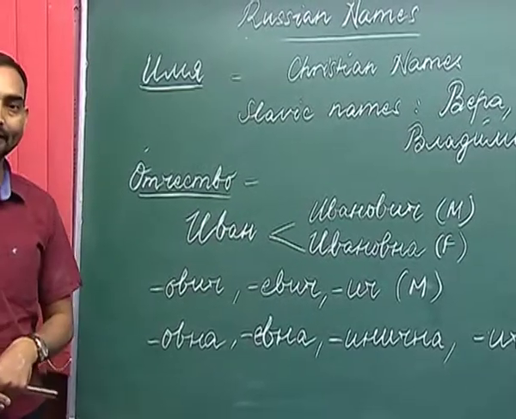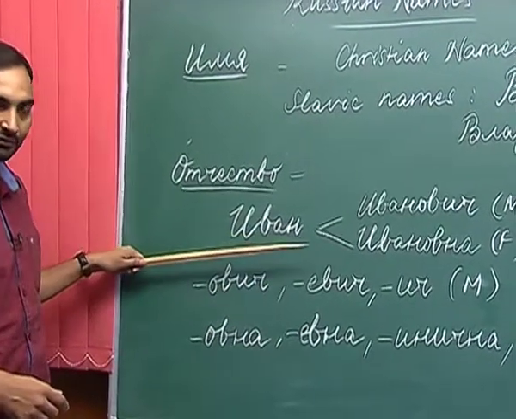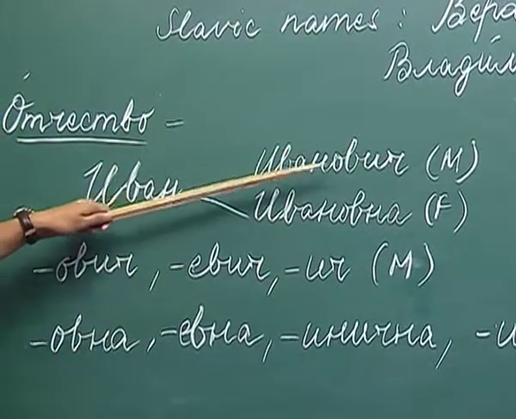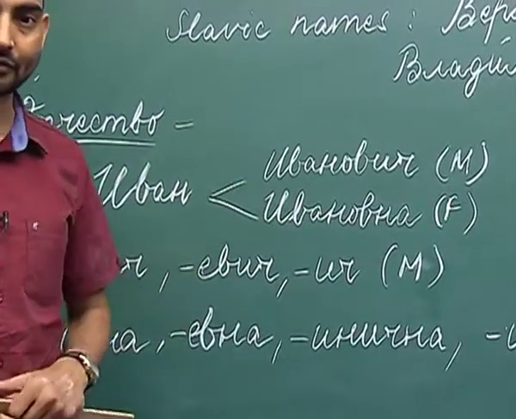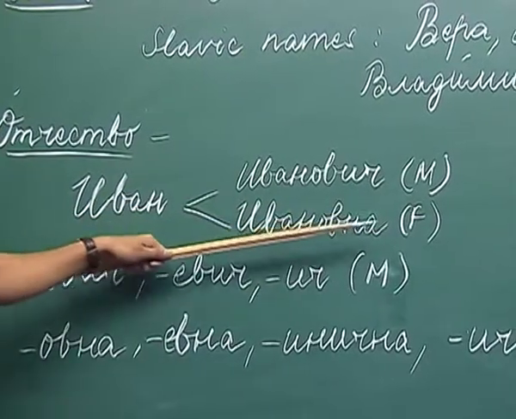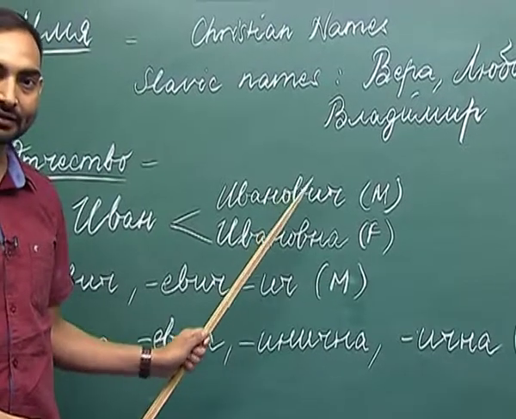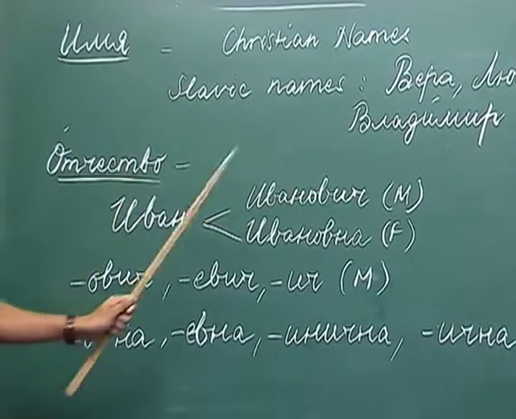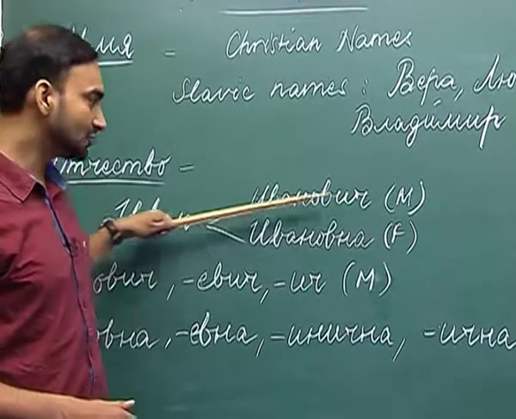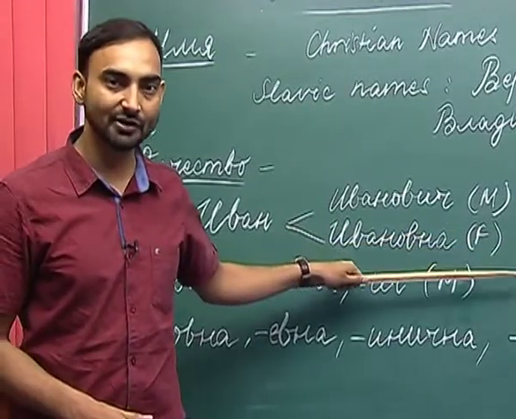Otchestva, as we have already discussed, is derived from the father's name. For example, if father's name is Ivan, then the son will take Ivanovich as his otchestva or the patronymic, and his daughter will take Ivanovna as patronymic. So, Ivan has two forms as patronymic: Ivanovich for masculine and Ivanovna for feminine. As you can observe, by adding some suffixes to Ivan, we get the patronymic from a first name. For example, Ivan Ivanovich: here we have added ovich to Ivan to get the patronymic, and ovna to get the patronymic for feminine gender.